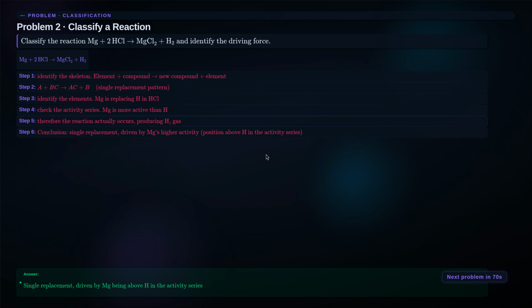Step 5. Check oxygen. Left, 4O. Right, 2 in H2O plus 2 in O2 equals 4O. The balanced equation is 2H2O2 yields 2H2O plus O2.